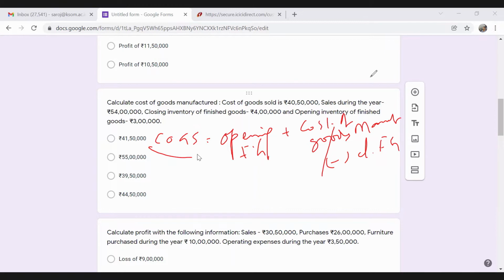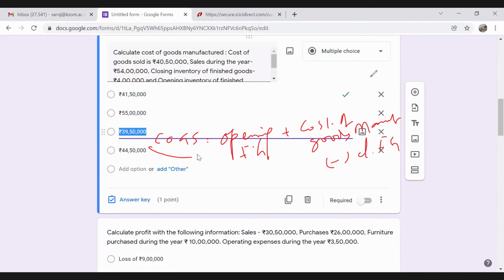Sir, if cost of goods manufactured and cost of production are same. Cost of production is same. Sir, can you repeat this? Cost of goods sold is equal to opening finished goods plus cost of goods manufactured minus closing finished goods. That was there in the Excel I had shared with you all.